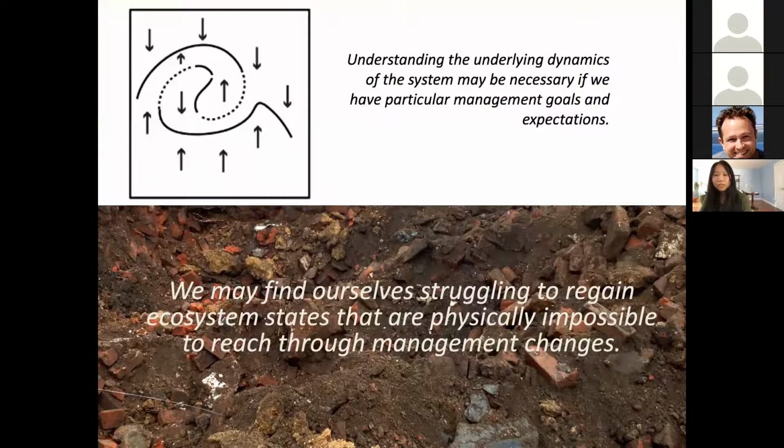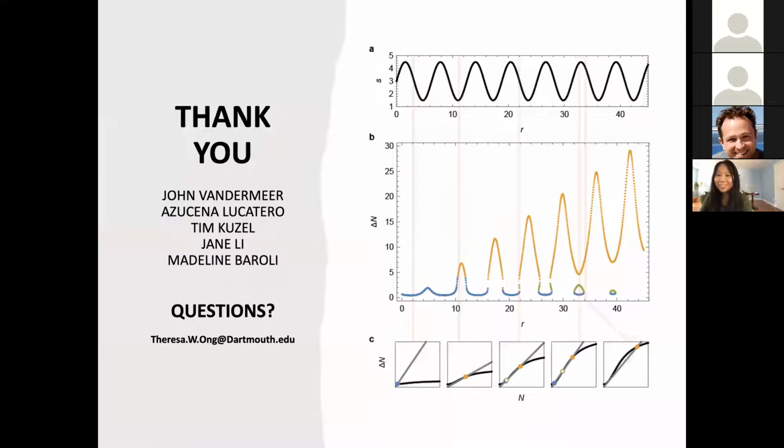So if these hidden states are common, then understanding the underlying dynamics of human managed systems is necessary if we have particular management goals and expectations for specific ecosystems. So with that, I'll thank you all for your attention and take any questions.